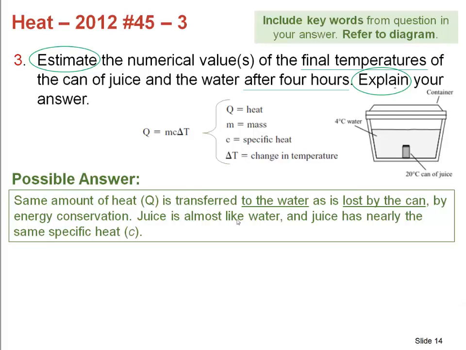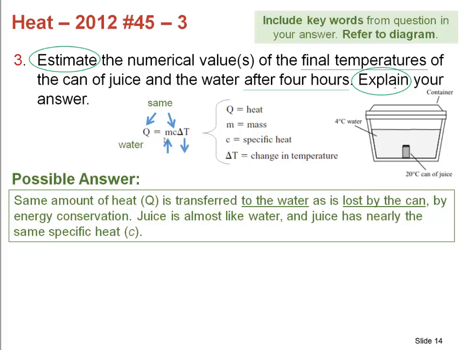Juice is almost like water, and juice has nearly the same specific heat. So what does that mean? It means that the Q, this equation, for the amount of heat gained by the water from the can is the same Q as the heat lost by the can.